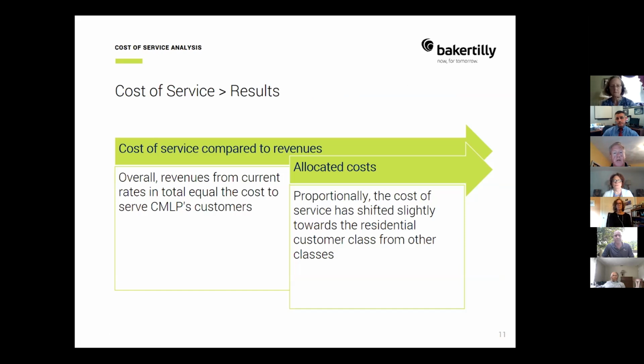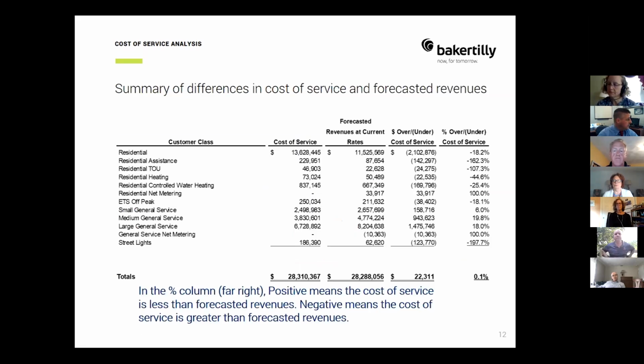Okay. So then the next step in the process is to compare those costs of service to the forecasted revenues in your budget. And what we had found in our study is that proportionally, the cost of service had shifted slightly towards the residential customer class from other classes compared to your last rate study. And what that leads to is this summary schedule here, and I'll do a walkthrough of this. There's a lot of detail on here, but in any case, down this column here, the customer class, these are the customer classes in your current rate tariffs.